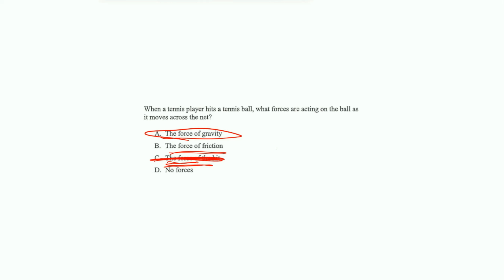If this question, on the other hand, had said, as the tennis ball flies over the net, what forces are driving that tennis ball over the net? Then we would go for D, no forces, because it was just an object in motion, and according to Newton's first law, it stays an object in motion. But this question, as it stands: gravity is always acting. So there we go. We've always got the gravity.